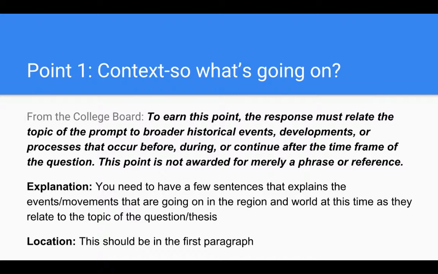Okay, when you're writing your essay, you must establish context in the first paragraph, okay? I have a little something there from the College Board, so you can pause this and read it. But basically what this means is that you need to have a few sentences that explain the events and movements going on in the region and world at this time as they relate to the topic.